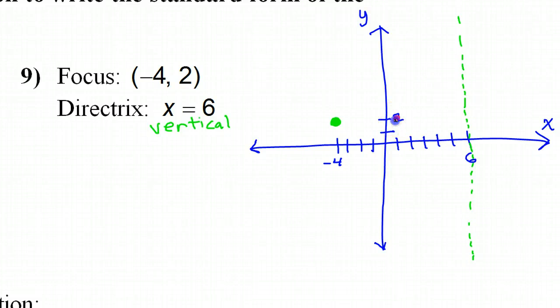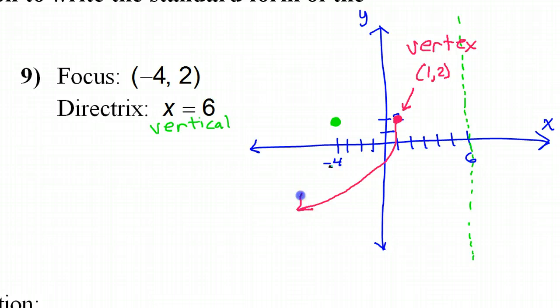So that puts the vertex right here, and my vertex is the point 1, comma 2. Okay, that's crucial. And from there, I know that's going to go to the left, like I said. So this is what's happening. So now I have enough information to write the equation.